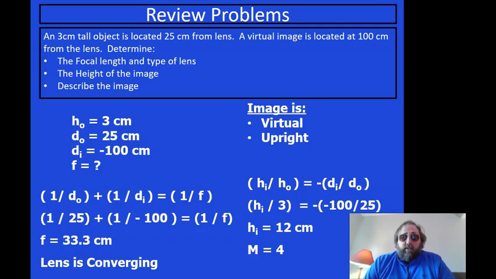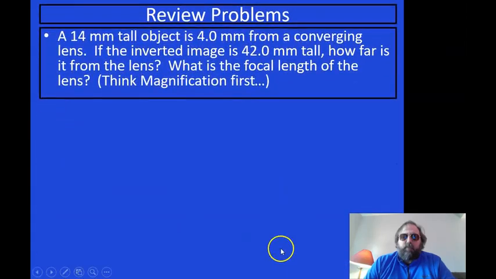Tells us that it's upright, right? It's upright because hi is positive, as well as m is positive. And then finally, it's larger because hi is bigger than ho. That's one reason. But also that m is larger than 1. All right? So look at the next one.